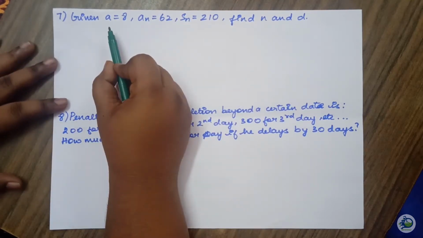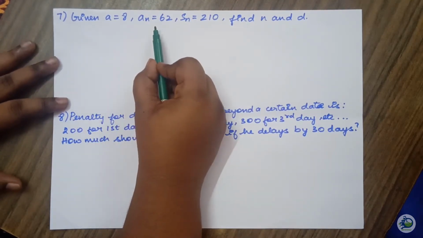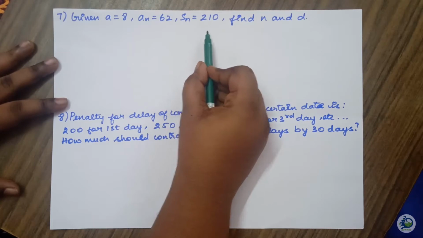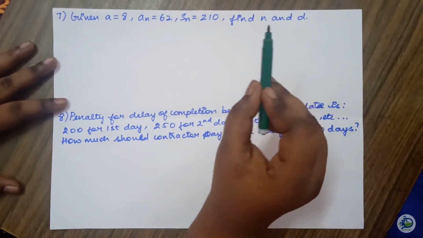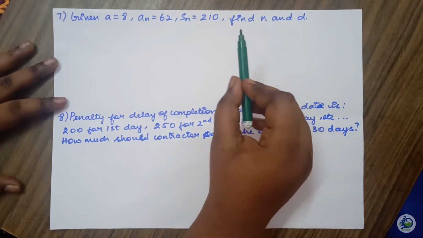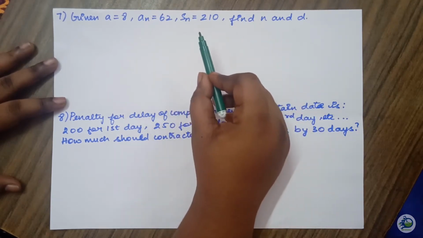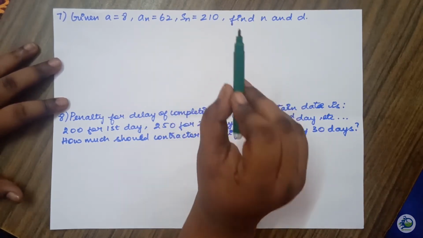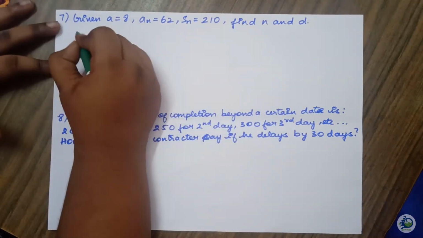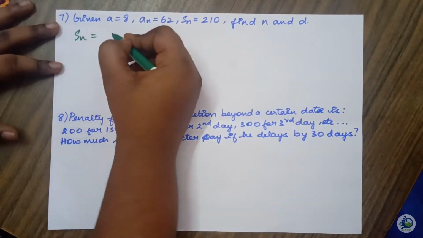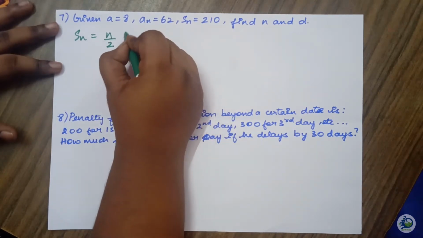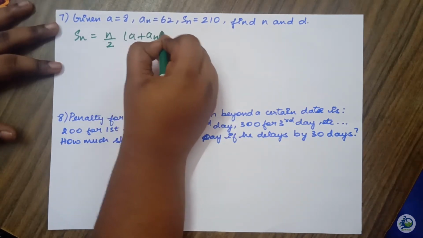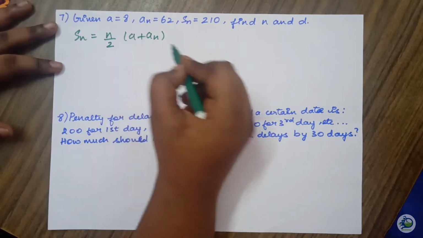Given A is equal to 8, AN is equal to 62, SN is equal to 210. Now we have to find N and D. Here what we are going to do is substitute in the SN formula. In the SN formula, we have an alternate formula, which is SN is equal to N by 2 into A plus AN. So we are going to substitute in this formula.